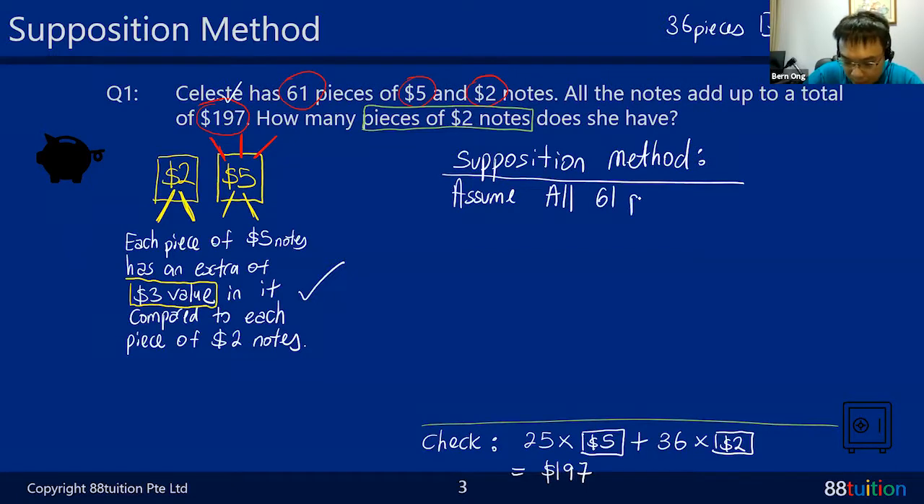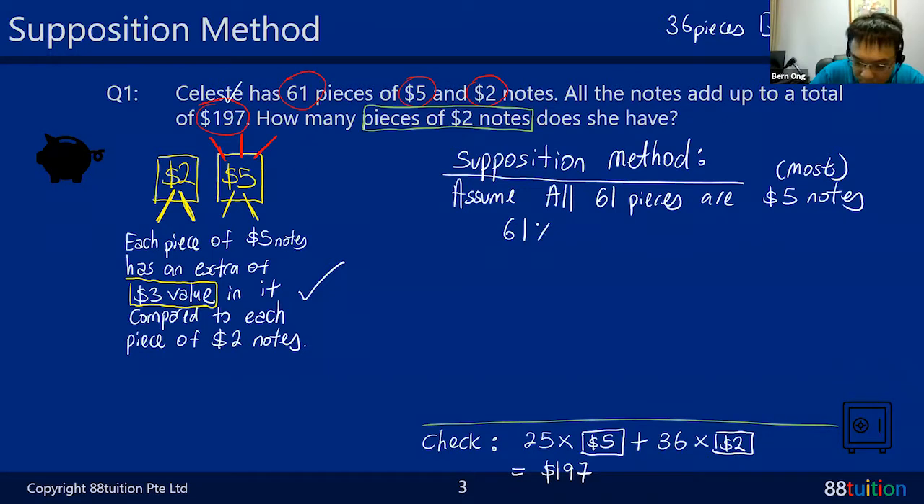61 pieces are $5 notes. Now the $5 note is the most. This is considered the most. So step 1, do the same thing. You have 61 times $5. 61 times $5 is 305.